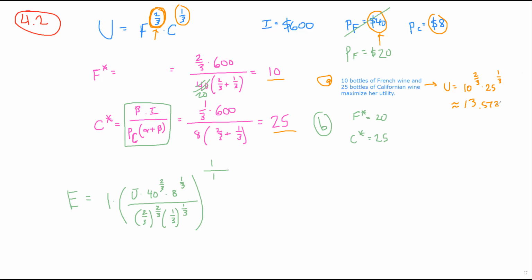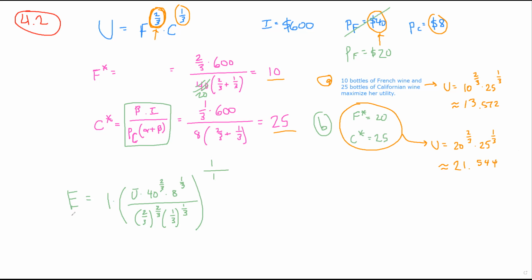13.572. Now let's talk about how much utility this bundle gave this person. The utility now would be 20 to the 2/3 because she was able to purchase 10 more bottles of French wine due to the price decrease. Let's figure out what the corresponding level of utility would be. It would be 20 to the 2/3 times 25 to the 1/3. This comes out to be 21.544.